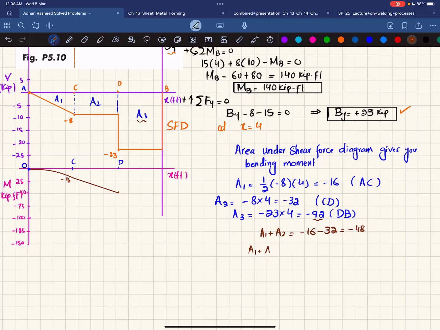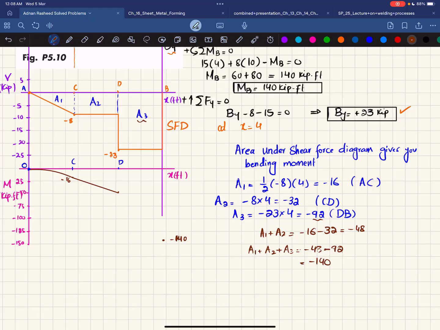So at point B, our total bending moment will be A1 plus A2 plus A3. A1 plus A2 is minus 48 and A3 is minus 92, so that will give you minus 140. So at the end, we will have minus 140. Let's say minus 140 lies somewhere here.